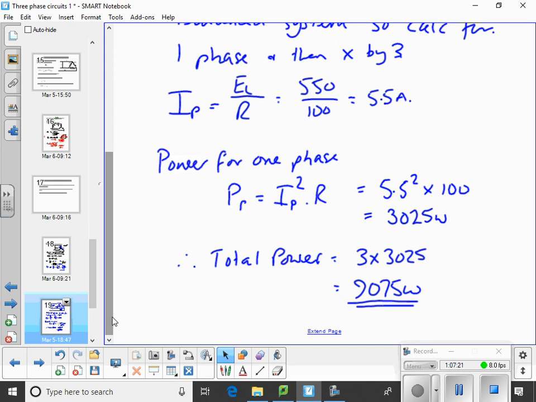Star limits the starting current. There's torque, start and torque differences as well. So you get torque to go and then change over at delta.